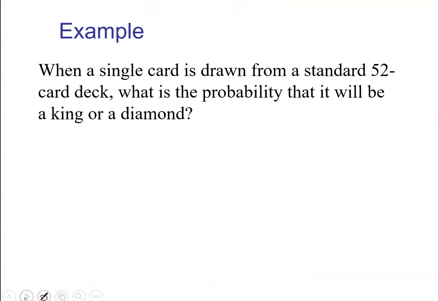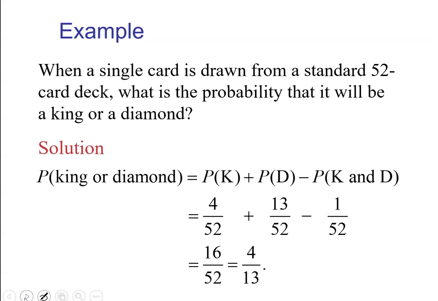So here's an example of that. When a single card is drawn from a standard 52 deck of cards, what's the probability it will be a king or a diamond? Again, if you're not up on what your cards are, every suit has a king. So there is a king that is a diamond. We would be counting that card twice if we did not subtract off the fact that we had a king being a diamond. So again, 4 kings, 13 diamonds. One of those diamonds is a king, so we have to subtract that off, otherwise we counted it twice.